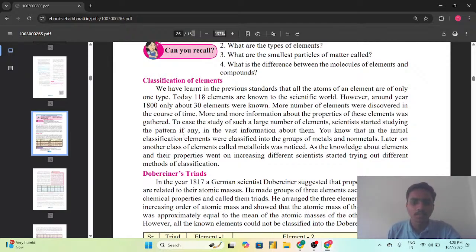You know that in the initial classification, elements were classified into the groups of metals and non-metals. Again, here a concept comes up: what are these metals and non-metals? For this also we have studied in class 8 about metals and non-metals. We have one separate chapter. But let's set that apart; we will also see about metals and non-metals in the further part. Later on, another class of elements called metalloids was noticed. So metals, non-metals, and metalloids, all three are very important.